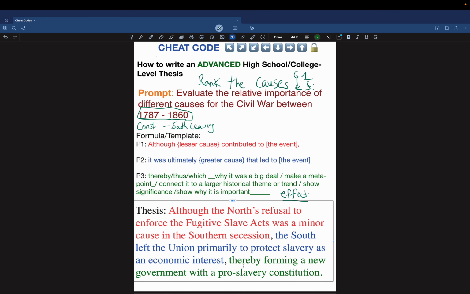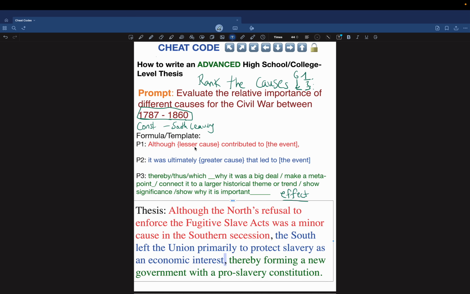And why was it a big deal to leave is that they kind of reinvented a new union and created a new government, thereby creating like a new nation. It's also worth noting other countries were ready to recognize this new nation and engage with them, but the war didn't last that long. So there you have it.